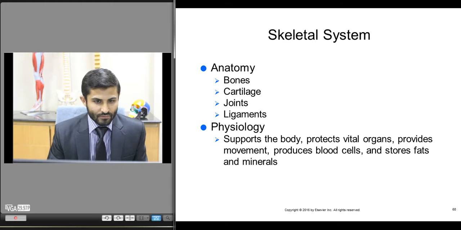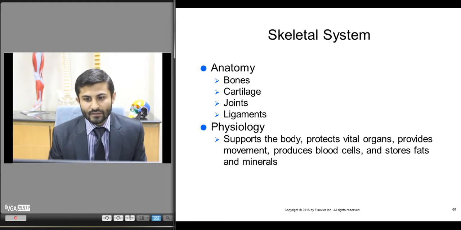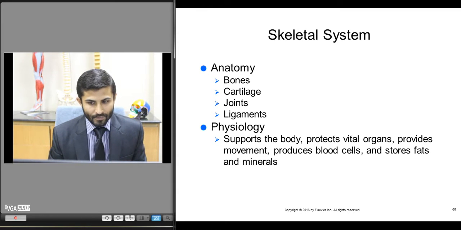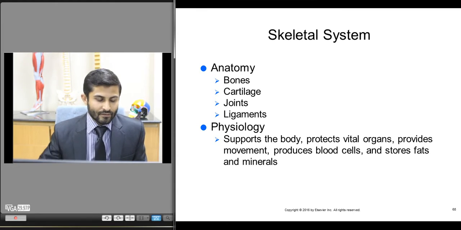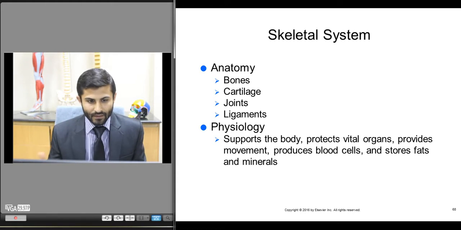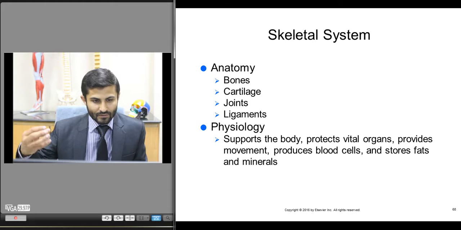From an anatomical point of view and from a physiological point of view, it supports the body, it protects the vital organs, it provides movement, it produces blood cells and stores fats and minerals. So it supports the body, definitely providing a framework for the body, and protects the vital organs, like your skull protecting your brain, your rib cage protecting your heart and lungs, your pelvis protecting your inner organs, and your vertebrae protecting your spinal cord.